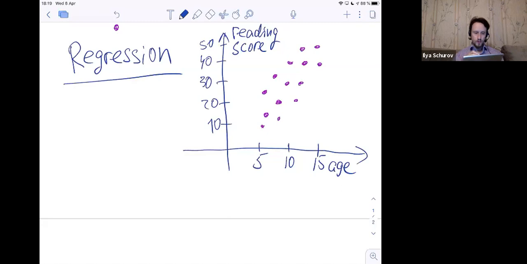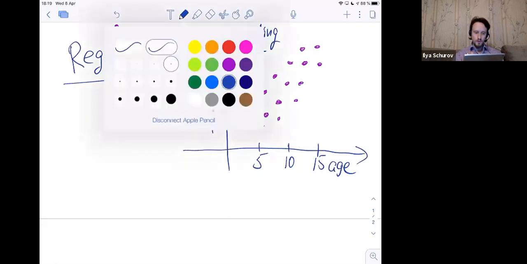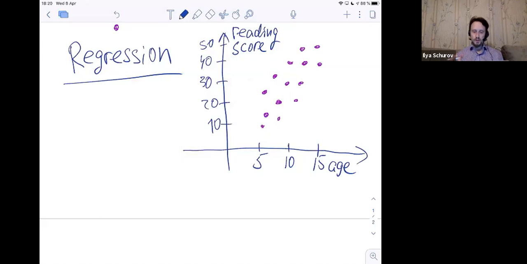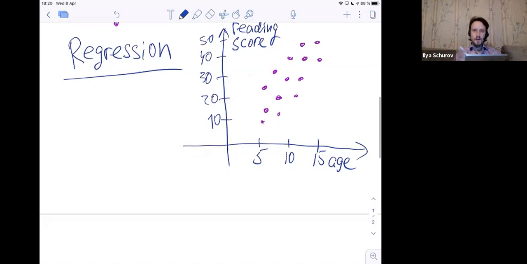Now we can do the following thing. We are interested in the dependence between the reading score and age. The actual dependence can be anything. For simplicity, we are interested in a simplified version of this relation. Particularly, we are interested in some linear relation between reading score and age. So we believe that there is a kind of linear dependency between the reading score and age.